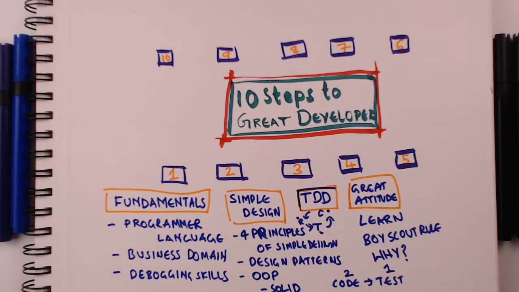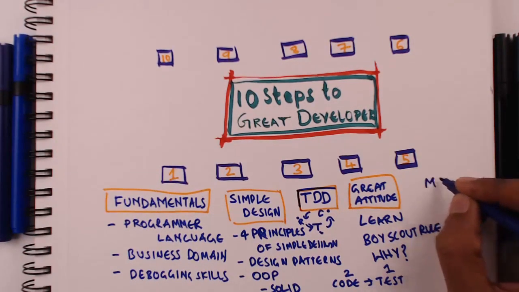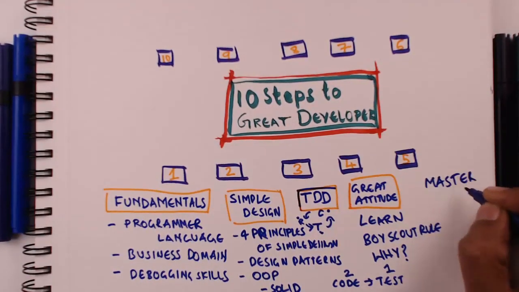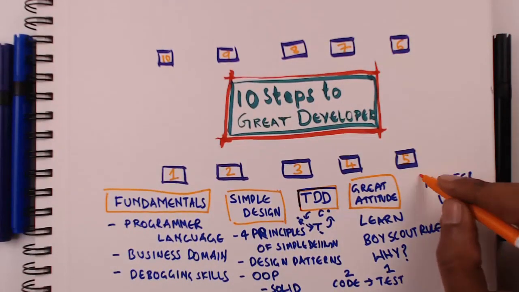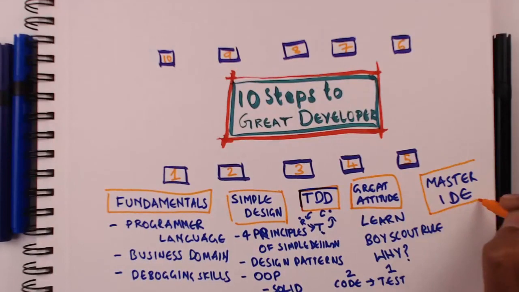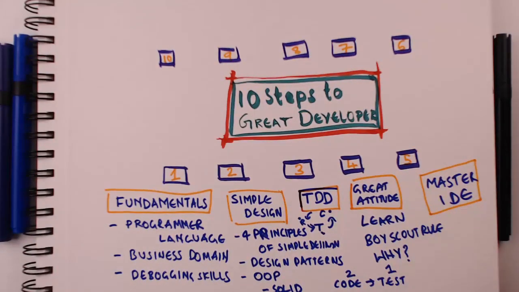That's number 5. It's master your IDE, the integrated development environment that you use. If you're using Eclipse, IntelliJ, or Visual Studio Code, be a master at it. Why is it important? It is very, very important because you are going to use it for a long time to come. And also, you use it for a long time every day. A typical developer would spend about 50 to 60% of his time on the IDE. So learn all the things that you can do to master your IDE. Learn all the shortcuts for your IDE.